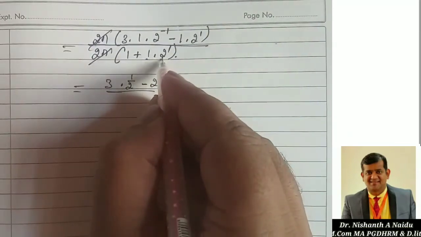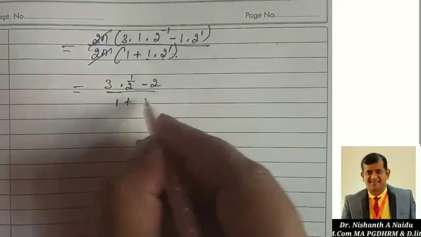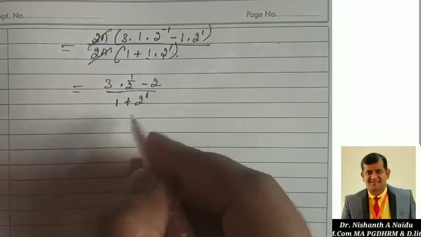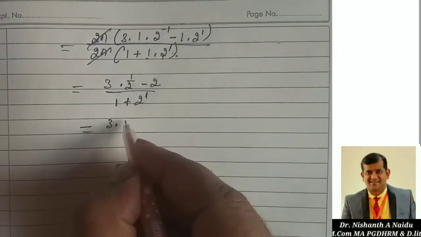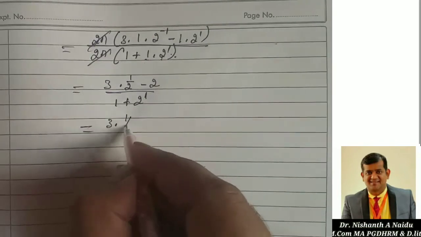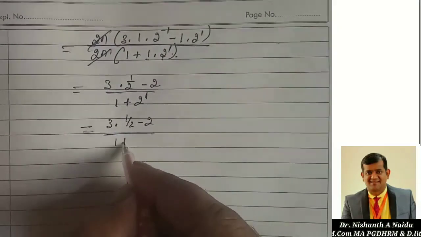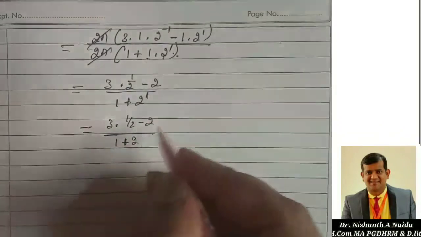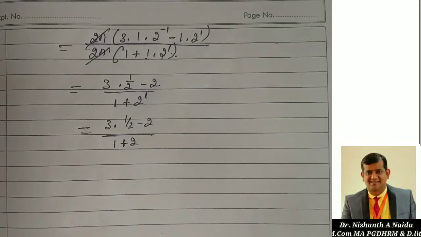Just 1 twos are 2, 2 to the power of 1. So write down 1 plus 1 into 2, 2 to the power of 1. So your answer for this step is 3 into 1 by 2 minus 2 divided by 1 plus 2 to the power of 1. That is 2. 2 ones are 2. Okay, so now I got this answer.